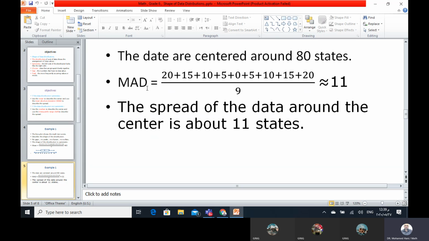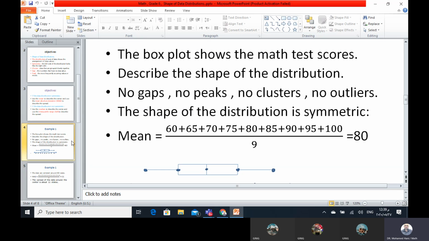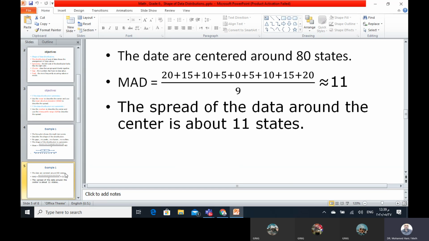So I can write MAD. What is the meaning of MAD? Mean absolute deviation. So this is the data here: 20, 15, 10, 5, 0, etc. Divide by the number. We have 9 numbers here. Approximately it will be 11. So now I have the mean 80, and the MAD is 11. So I can write: the data are centered around the mean, around 80 states. And the spread of the data around the center is about 11 states.